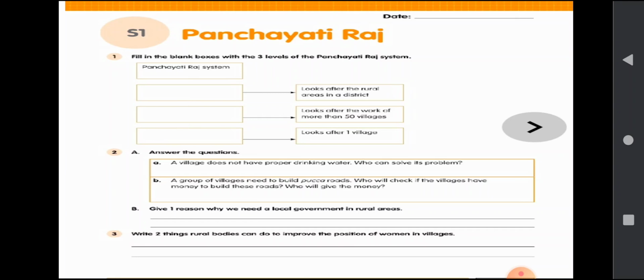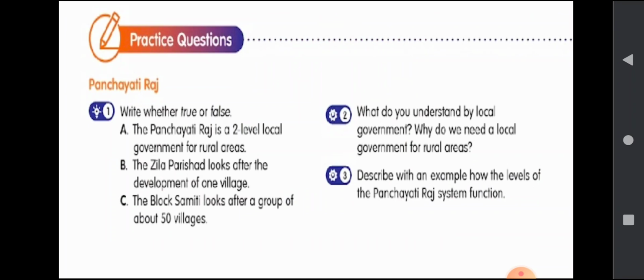And second question, a group of villages needs to build pakka roads. Who will check if the villages have money to build these roads? When the village needs money to build these roads, whom do they go to? You need to write that here. Give one reason why we need a local government in rural areas. And write 2 things that rural bodies can do to improve the position of women in villages. Same question is in your workbook and the same question I asked in the comment section. So you have to write the answer in both places, and I feel that everyone will give the answer in my comment section.